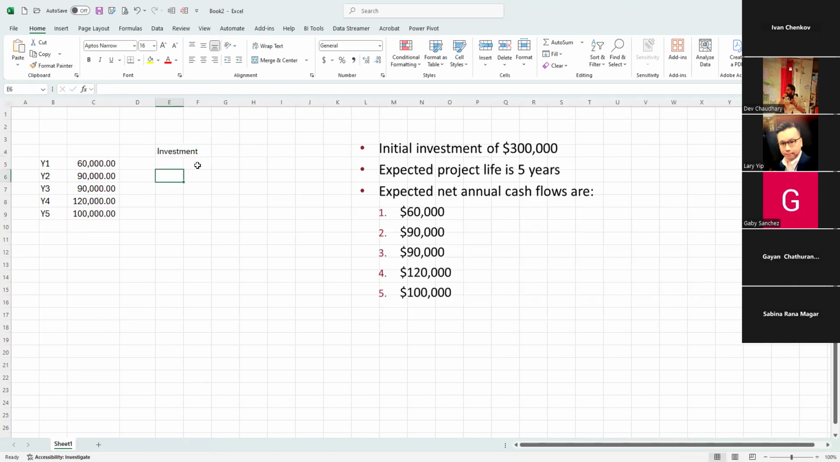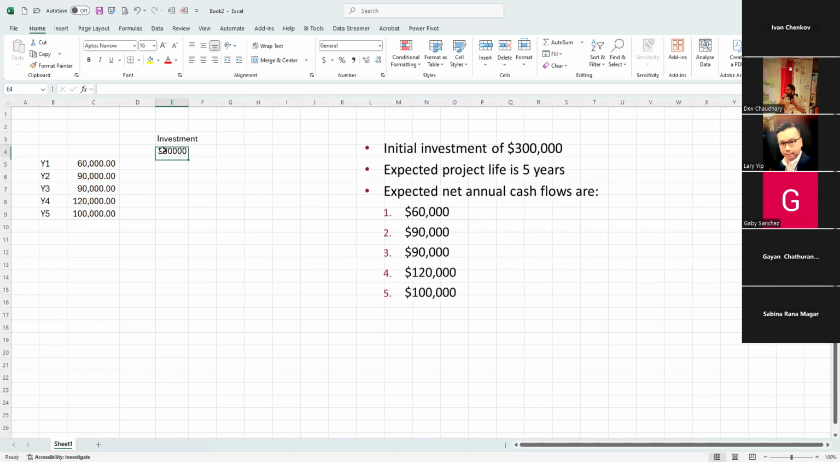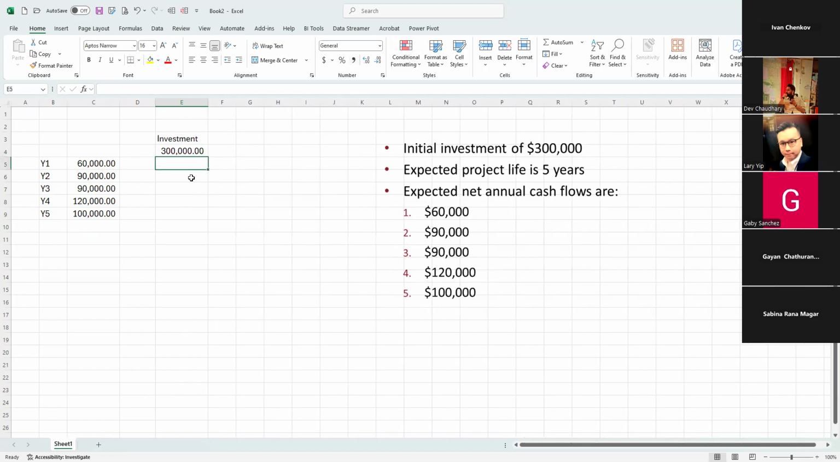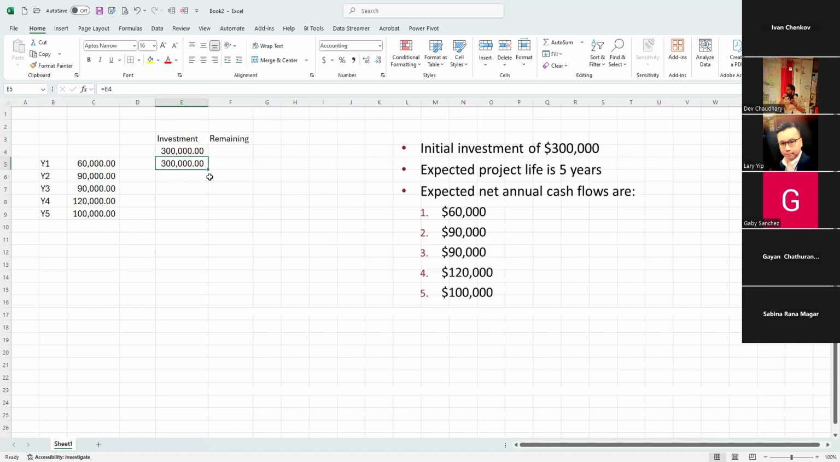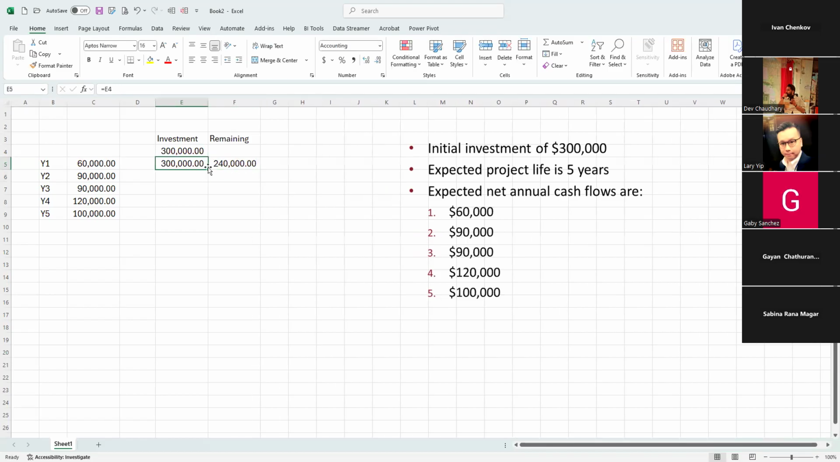And initial investment for us is 300,000. Actually, I'm going to put this one right here, and then we're going to start the remaining at 300. Then we can run the remaining, how much is left until we recover it. That will be equal to that one. The remaining is always going to run the calculation between the initial investment minus what has happened, and the initial investment is always going to be $300,000.